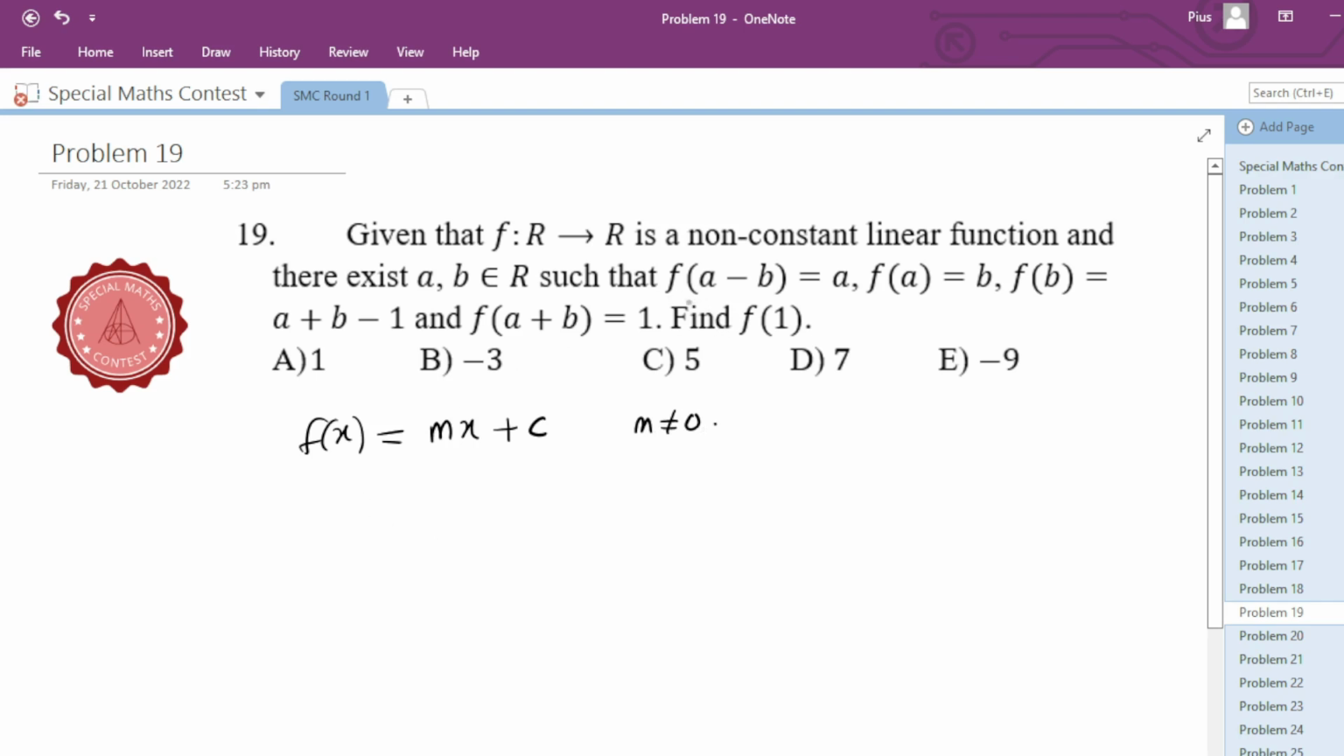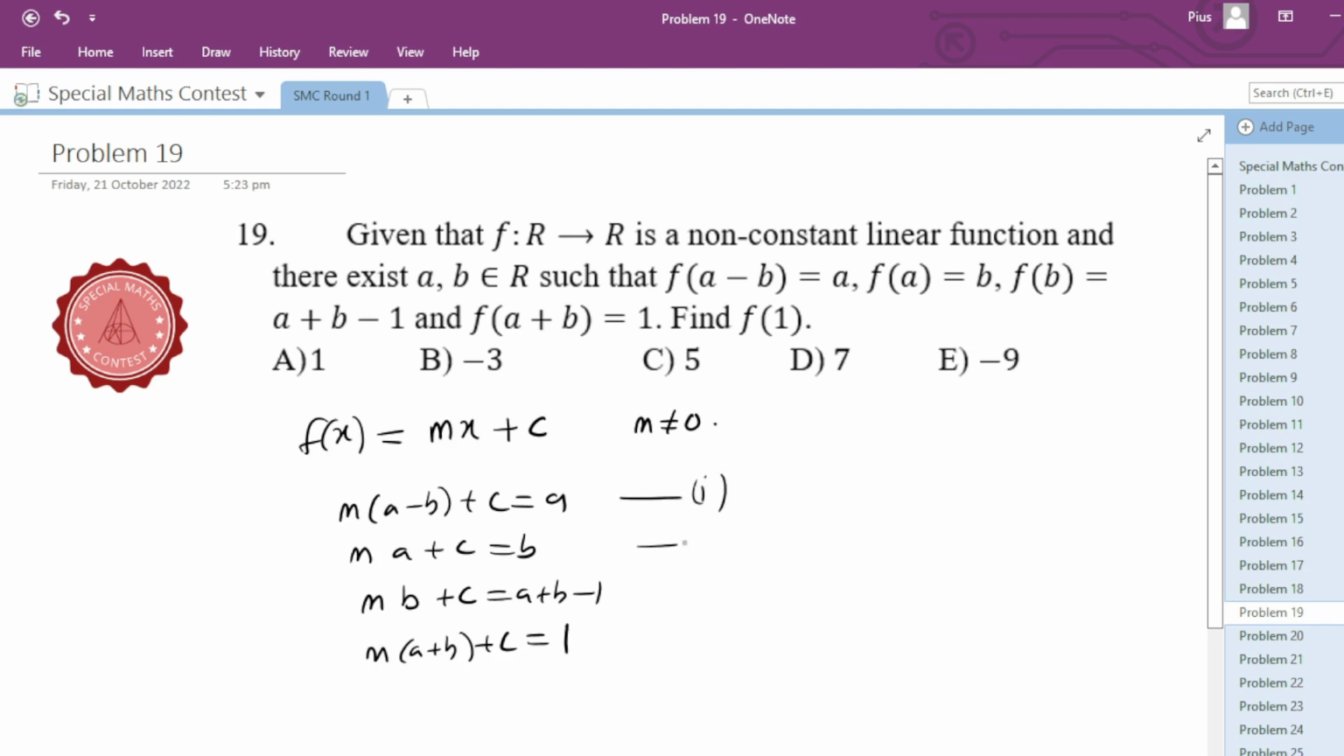Now we have a and b elements of the reals satisfying this set of equations. So we have 4 equations here. For the first one, f of a minus b, we just use this formula, so that will be m into a minus b plus c is a. M into a plus c is b. M into b plus c is a plus b minus 1. And m into a plus b plus c is 1. So these are the 4 equations we have. You can just label them equation 1, 2, 3 and 4.